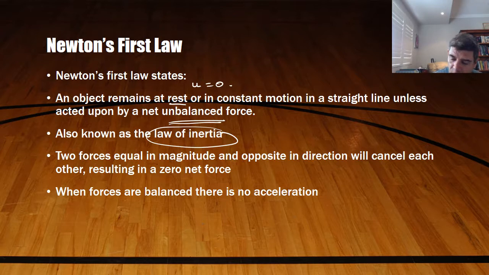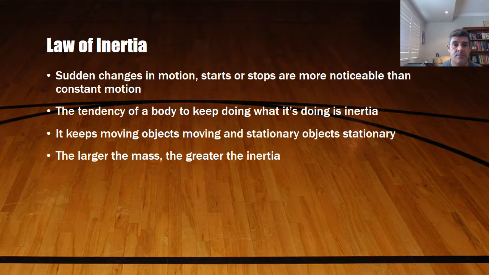So as I mentioned before, if we have an object and two forces acting on it that are equal and opposite, then we have no net force. It's not that we have no force, just no net force, and therefore this object will remain in the same motion that it was before. There will be zero acceleration.